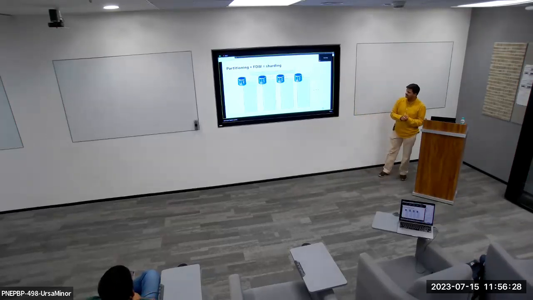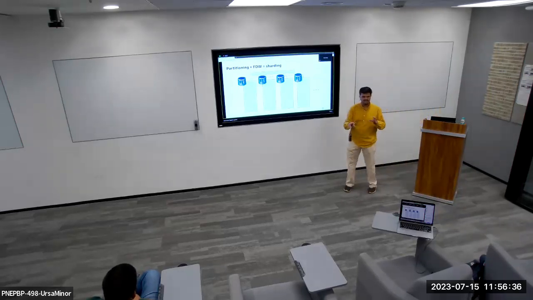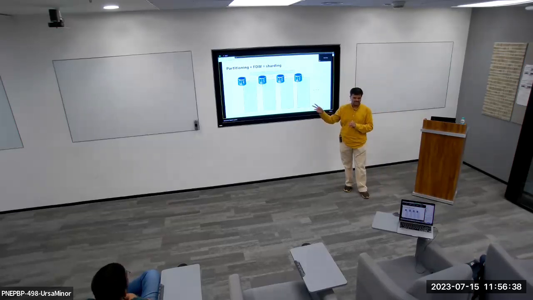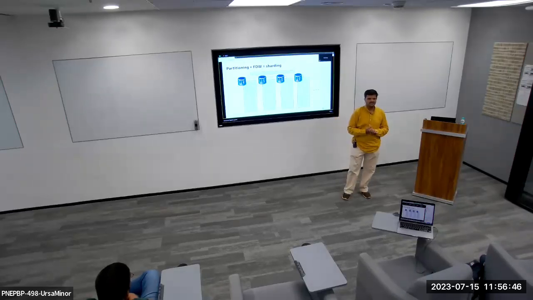Any questions on this aspect, the distribution? Maybe foreign data wrapper is something which all of you may not be familiar with, but partitioning is something everybody is familiar with. So any questions on this aspect?